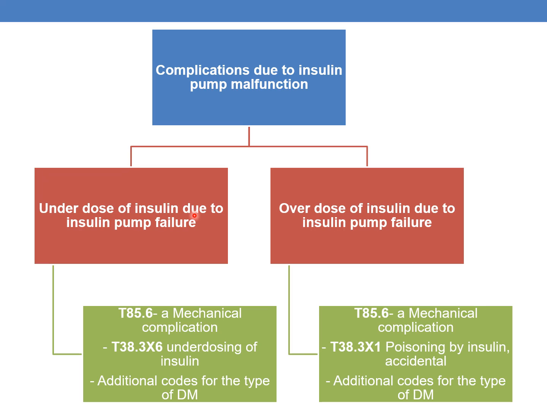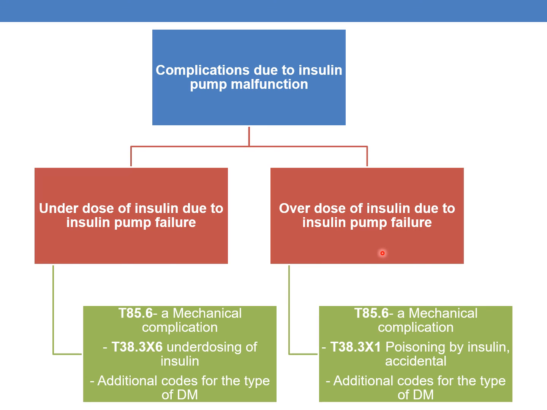For underdose of insulin due to insulin pump failure, the following codes must be reported. The first from the category T85.6, a mechanical complication, followed by T38.3x6, underdosing of insulin, and additional codes for type of DM, in order to report underdose of insulin due to insulin pump failure. Insulin pump failure is considered as a mechanical complication of the device.